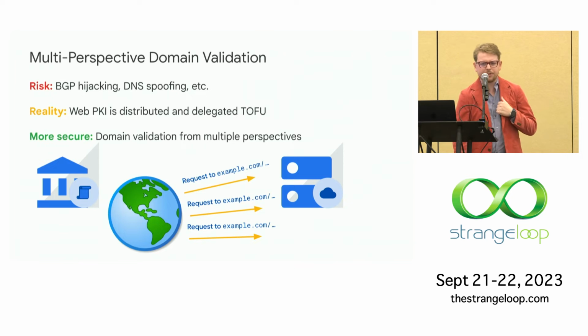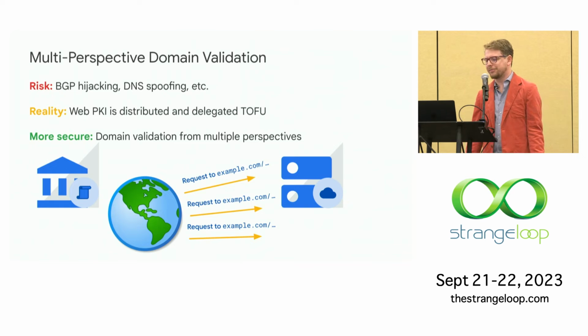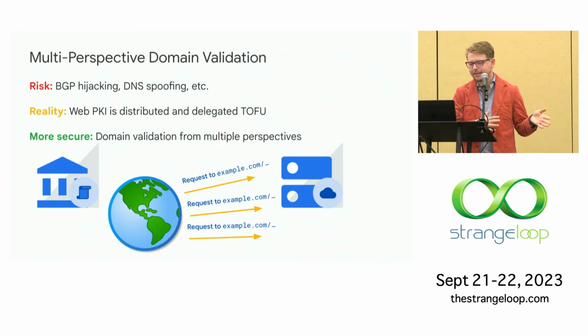You might have also noticed that when I was describing domain validation, I described network connections, which means that they're at risk of BGP hijacking, DNS spoofing, all that kind of stuff. And that could result in misissued or maliciously issued certificates, through no fault of the CA, right, if you just have a sufficiently powerful attacker. The reality of this situation is we're never really going to fully get rid of it. The Web PKI is really just a distributed and delegated system for trust on first use to CAs. But we can still make it better.